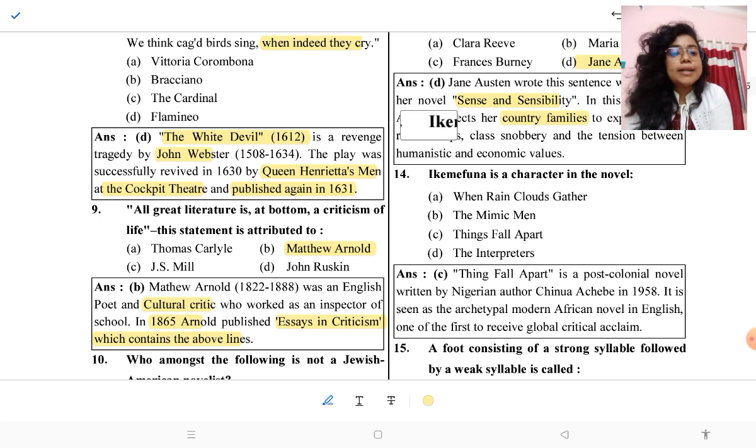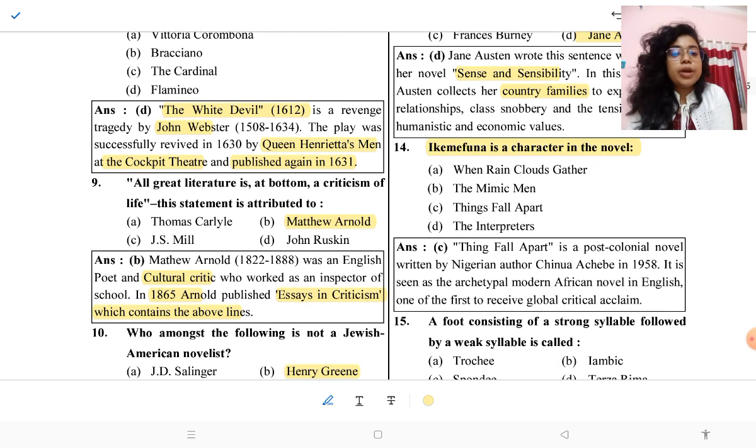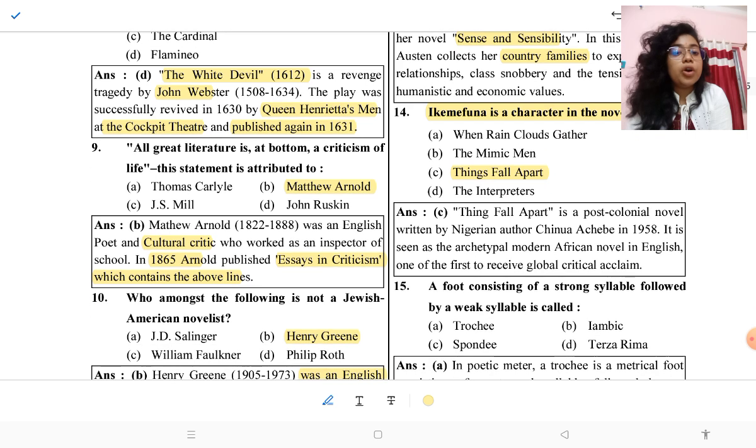Pyq is a character in the novel Things Fall Apart. Right. So is she the daughter? No, not the daughter, maybe the character, the boy who is murdered by the protagonist.